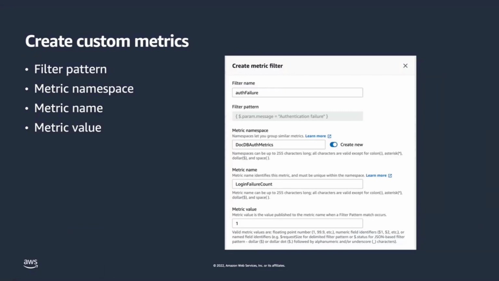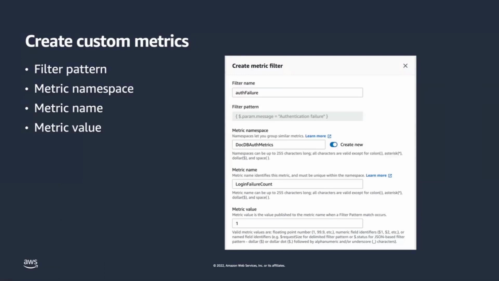So if you want to create a custom metric using this authentication failure example, you specify a few values. First of all, the name for the metric filter, calling it auth failure. The filter pattern: I want to match any audit log event where the param.message attribute value is authentication failure. I want to store this metric in a custom namespace called DocDB auth metrics.